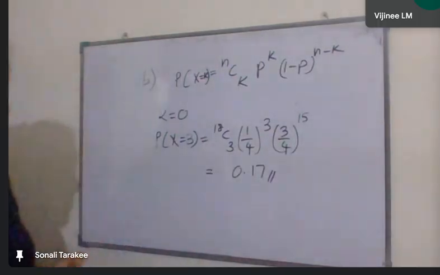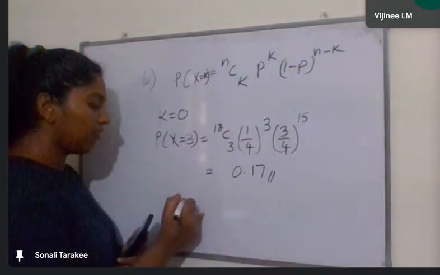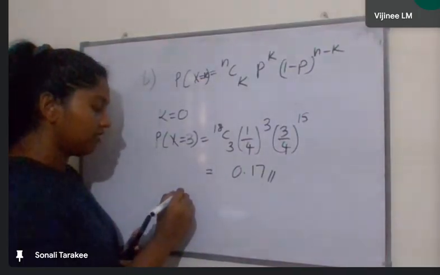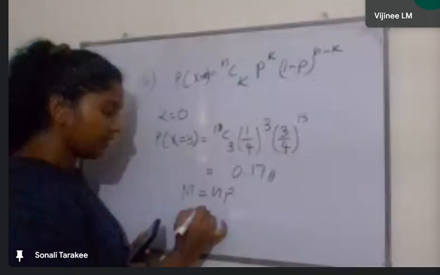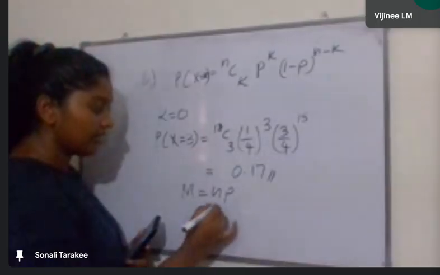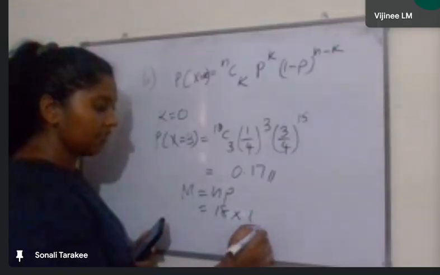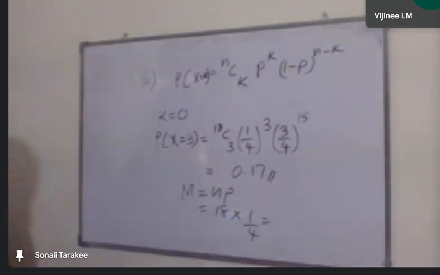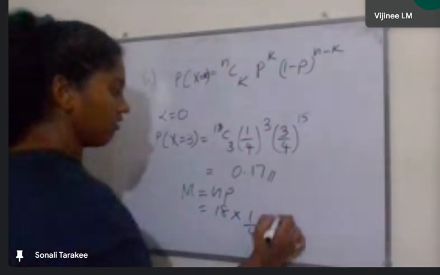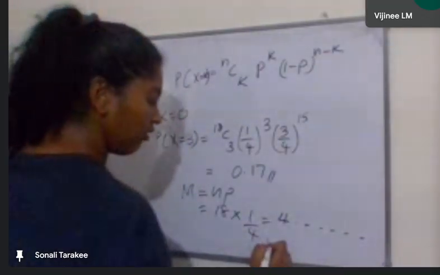So in this question, they're asking the mean. In binomial distribution, mean is np. So n is 18, p is 1 over 4. The answer you get by solving this is 4 point something. So we round it off.